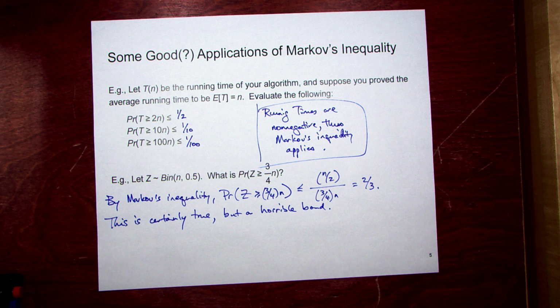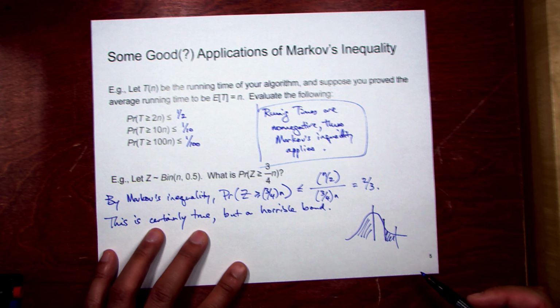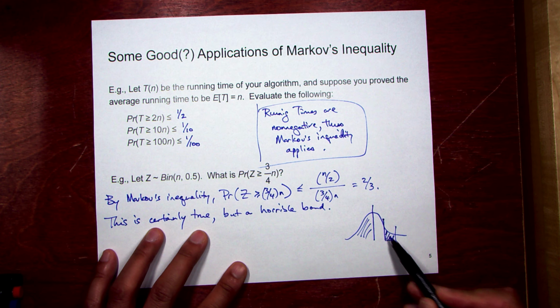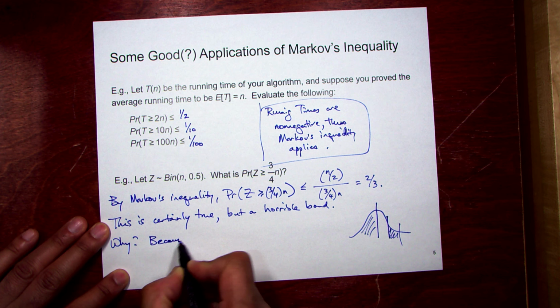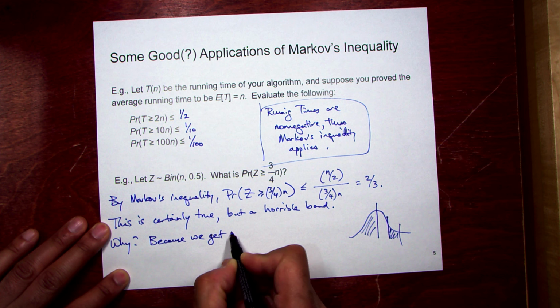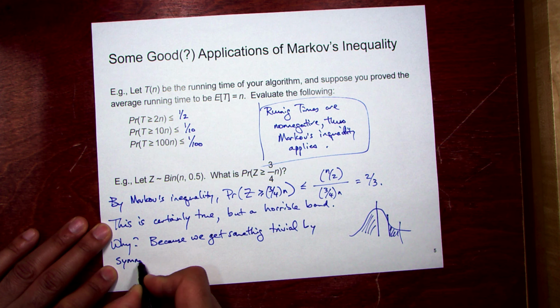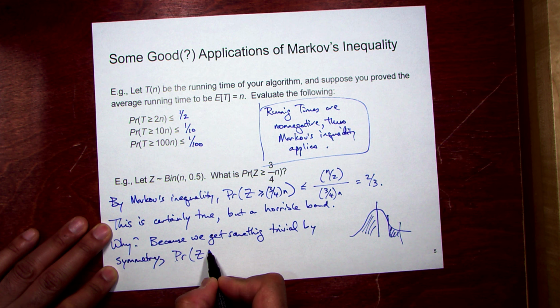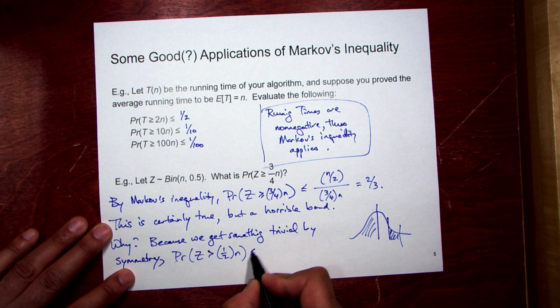Yeah, it should be a lot less than a half, right? Because the distribution is symmetric. Half of the distribution is over here. We're asking what's the probability that it's bigger than this quarter that's sitting over here, and like duh, this has got to be strictly less than a half. We could just bound it by a half with symmetry, so Markov isn't very effective here. And we get something trivial by symmetry: the probability that Z is greater than 1/2 n is less than or equal to a half already. Which is way stronger.